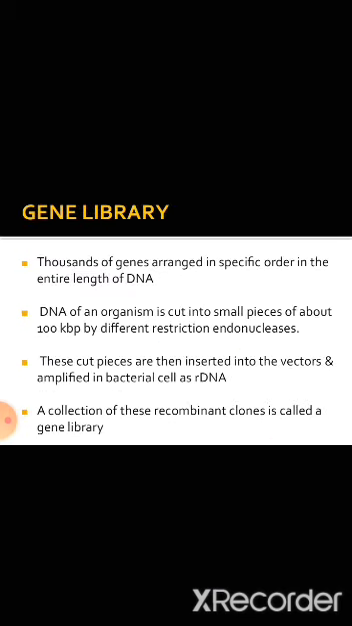Now, gene library. Thousands of genes are arranged in specific order in the entire length of DNA. That is, DNA of an organism is cut into small pieces of about 100 kilobase pairs by different restriction endonucleases. These cut pieces are then inserted into the vectors and amplified in bacterial cells as recombinant DNA. A collection of these recombinant clones is called a gene library.